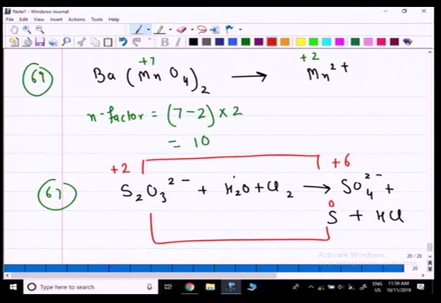You can simply write sulfur or SO4 2 minus, I'll understand. This is process number 1, this is process number 2. In which process will it behave as a reductant, a reducing agent? Guys, check in which process oxidation is there and in which process reduction is there.